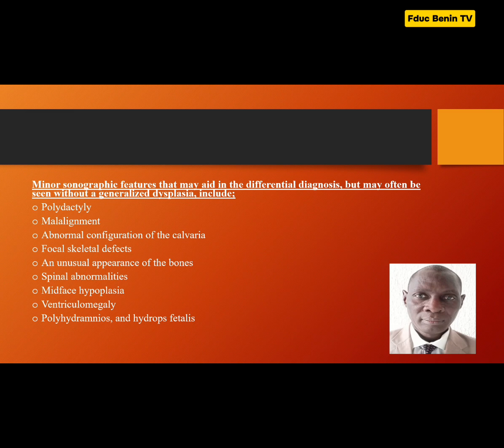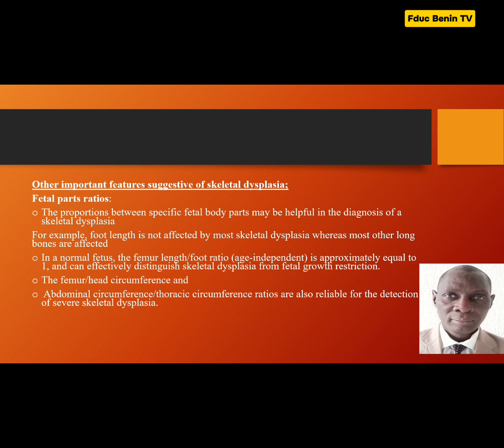Now, there are minor sonographic features that may aid in the differential diagnosis but may often be seen without a generalized dysplasia, and these include polydactyly, malalignment, abnormal configuration of the calvaria, focal skeletal defects, an unusual appearance of the bones, spinal abnormalities, mid-face hypoplasia, ventriculomegaly, polyhydramnios, and sometimes in extreme cases, hydrops fetalis. So these are minor sonographic features that may aid in the differential diagnosis, and they may not necessarily be as a result of a skeletal dysplasia. There are other also important features suggestive of skeletal dysplasia.